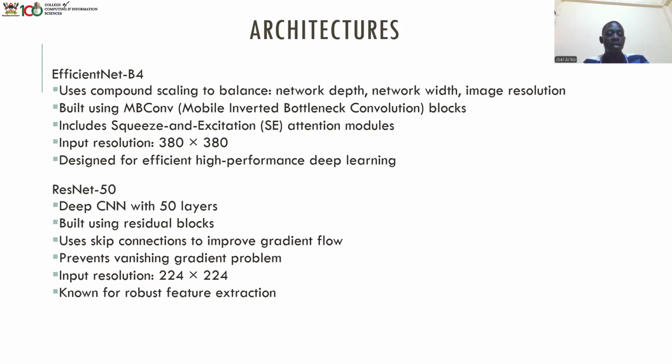Then the other architecture. I think I should have given a visualization of these architectures, because all of them have layers. ResNet particularly has 50 layers built on residual blocks, which use skip connections to improve the gradient flow. It prevents the vanishing gradient problem, and it uses a resolution of 224 by 224. It's known for its robust feature extraction.